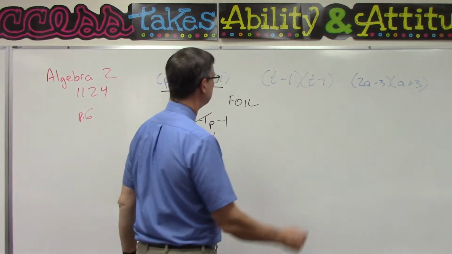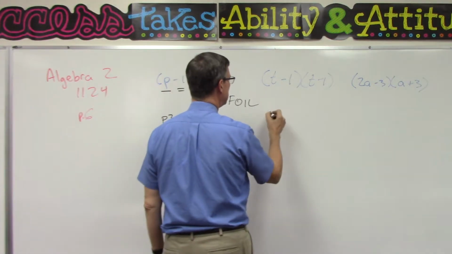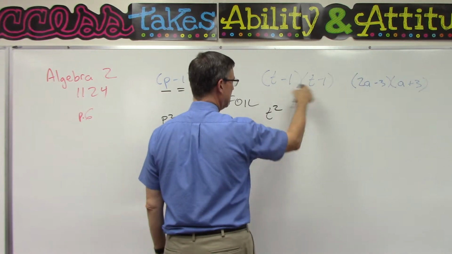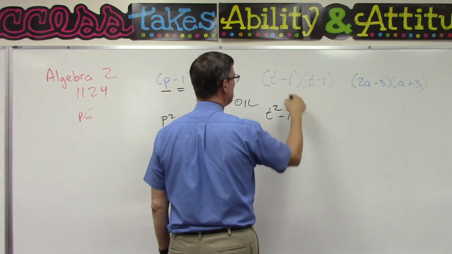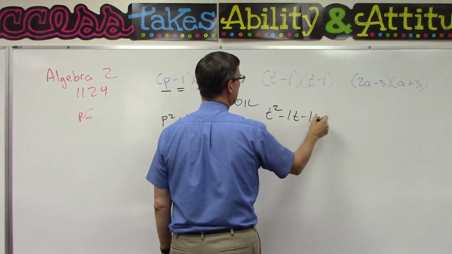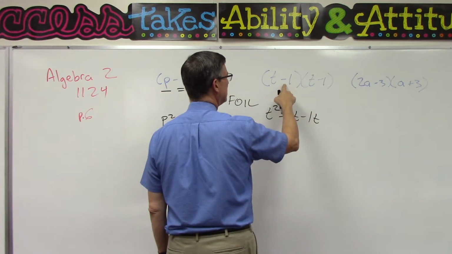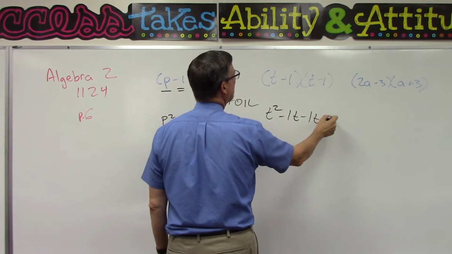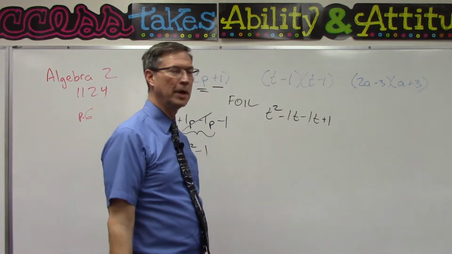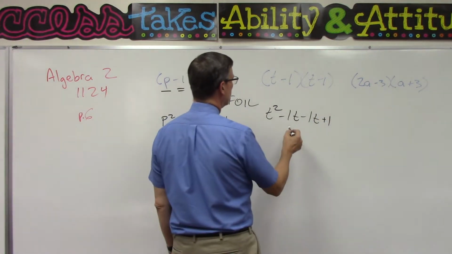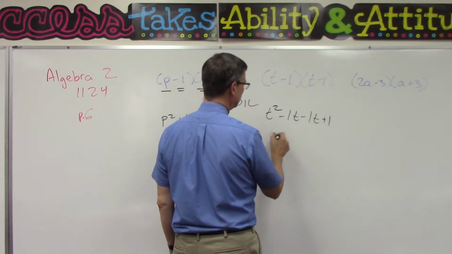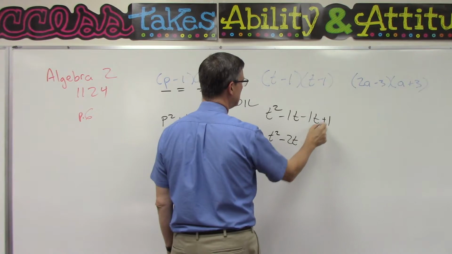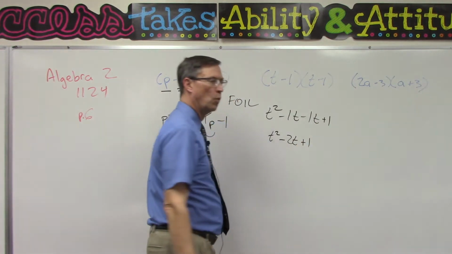Let's take this one. FOIL method, T times T, T squared. Outer, so negative 1 times T is negative 1T. Inner, another negative 1T. Now what happens here? What's negative 1 times negative 1? Positive 1. Okay? So these don't cancel out. We have to keep the T squared. Now I have negative 2T and then plus 1.